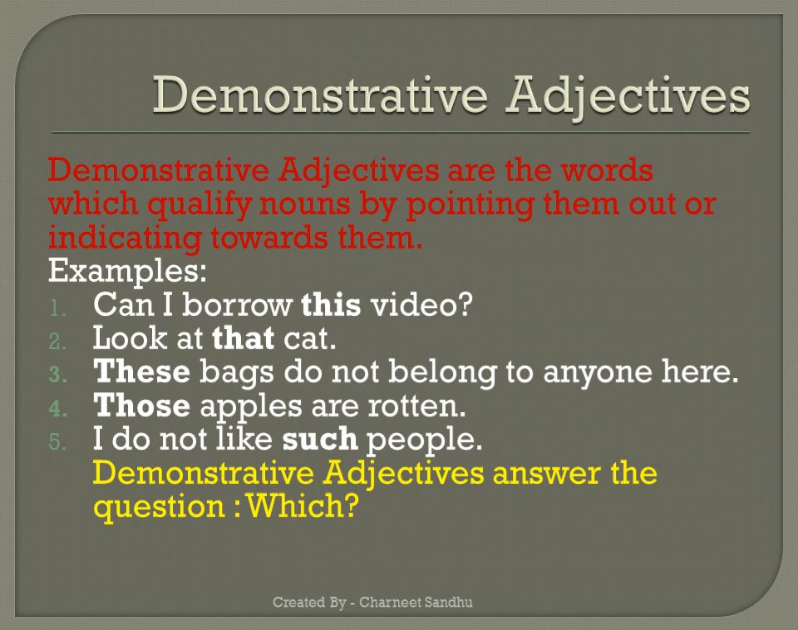Today, the first type that we are going to learn about is the demonstrative adjectives. So, demonstrative adjectives are the words which qualify nouns by pointing them out or indicating towards them.